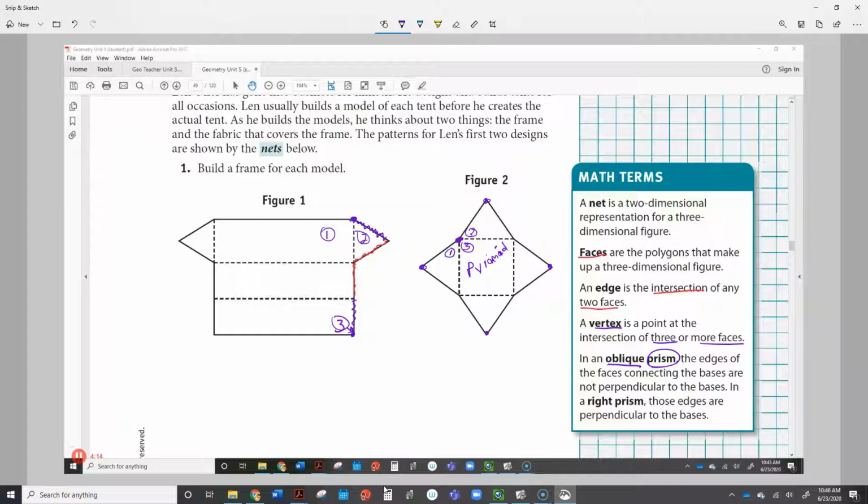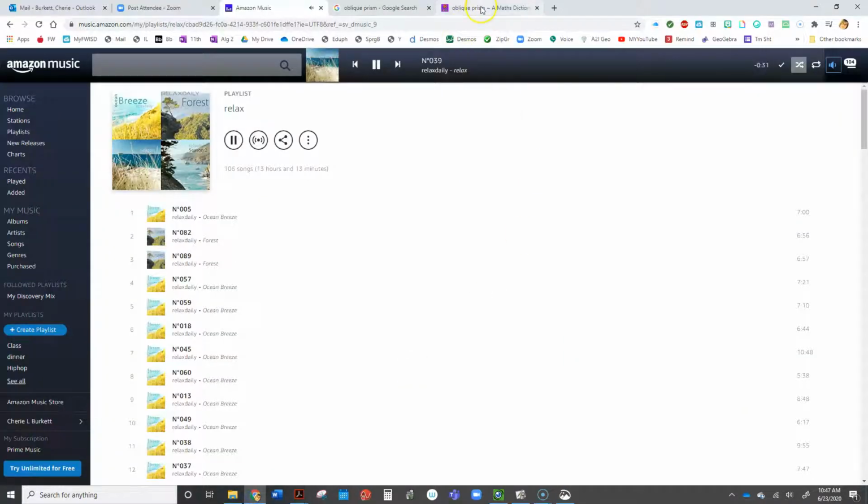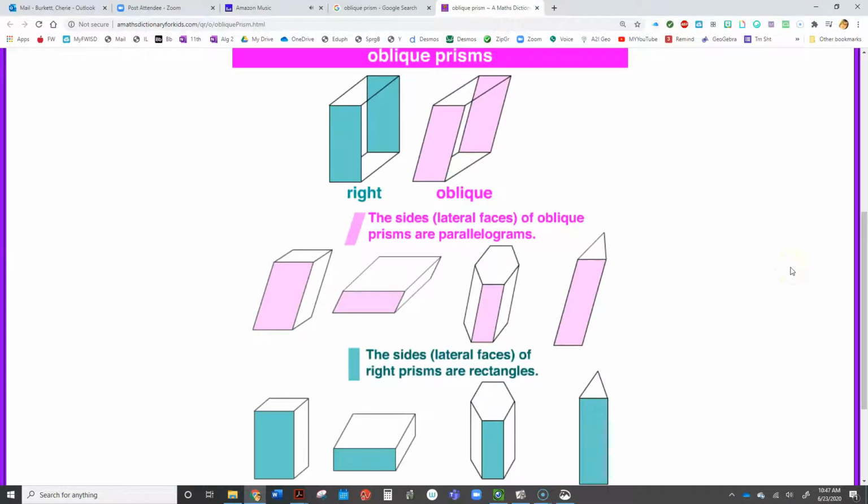So we need to know the difference between a right prism and an oblique prism, and the sides right here is what you look at. It says the faces or the edges is what you need to pay attention to. So I'm going to click over here. I've found a page that shows a good representation.